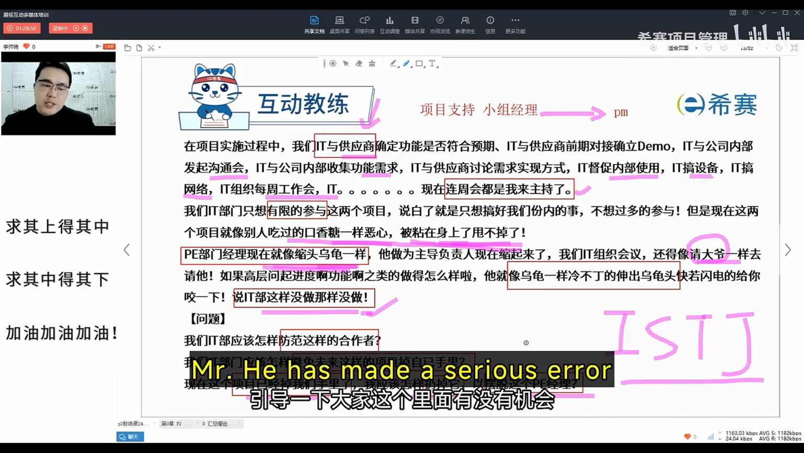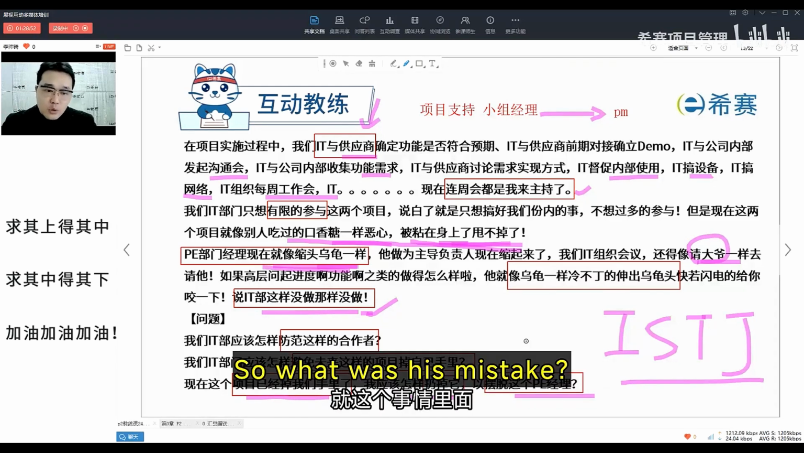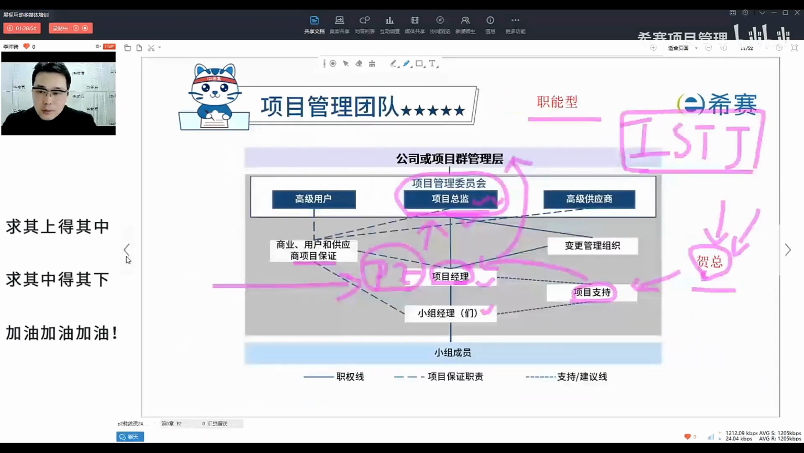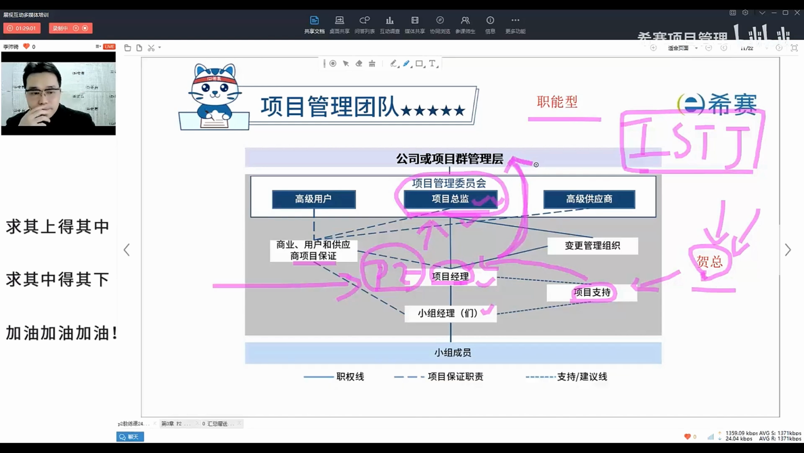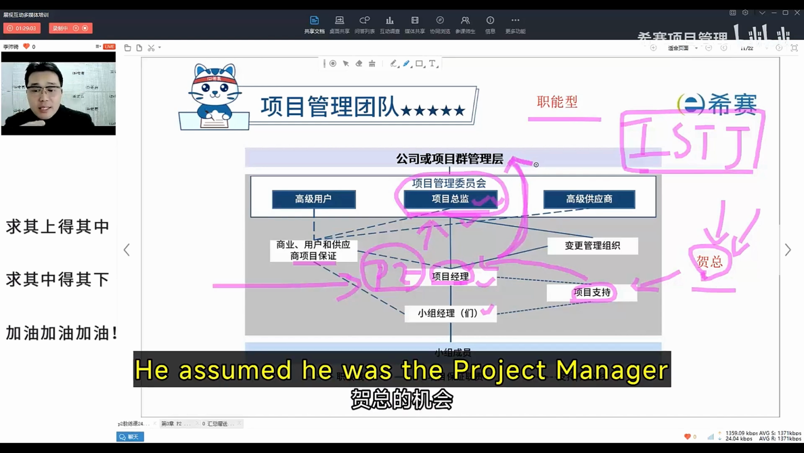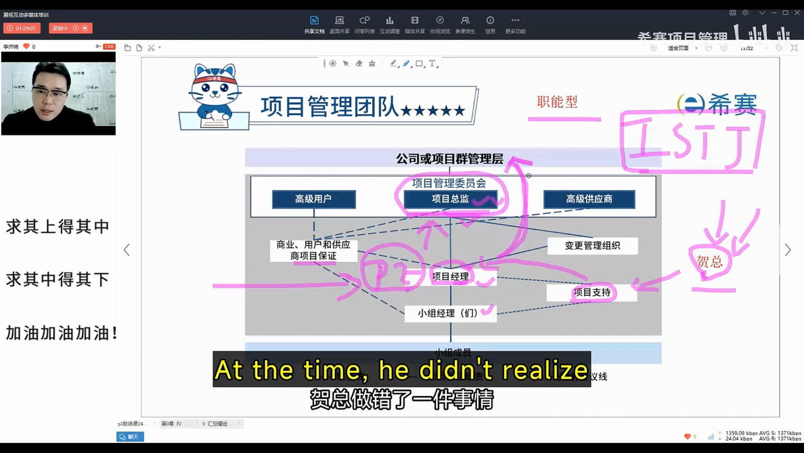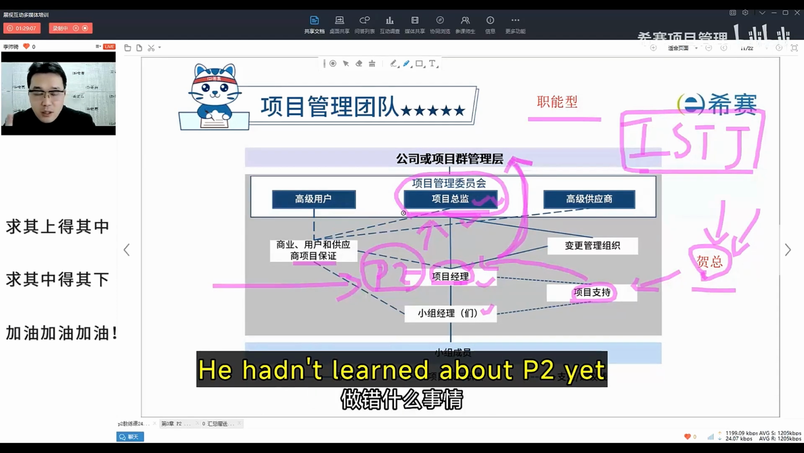Mr. He has made a serious error. So what was his mistake? Well, he went straight to top management. He assumed he was the project manager. At the time, he didn't realize he hadn't learned about P2 yet.